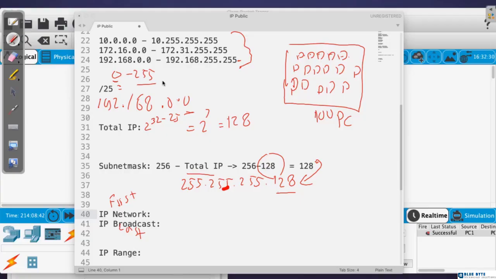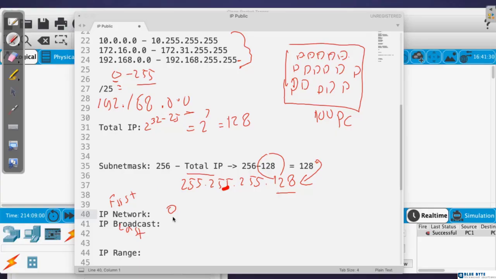Okay, let's go back to here. Remember that network IP is the first IP address, and the number in the IP address starts from 0. So the first IP address must be 0. Okay, now we have network IP. Let's find the broadcast IP.